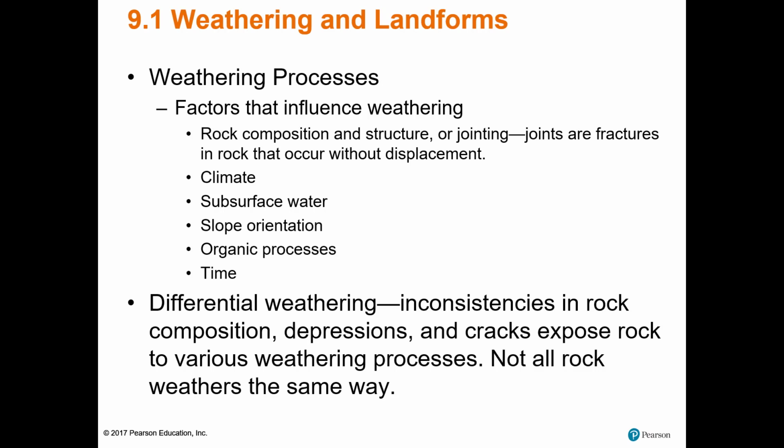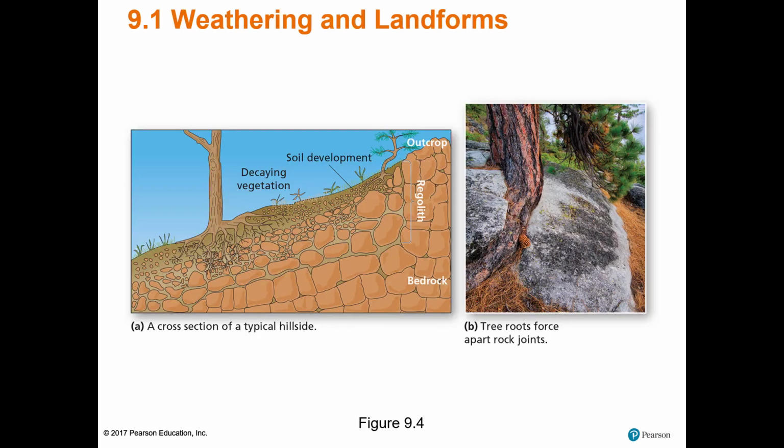Organic processes, this has to do with growing plants, and also animals can affect weathering. And then time. Over time, weathering will continue to occur, and it is cumulative or additive. Differential weathering is where we have inconsistencies in rock composition, depressions, and cracks, and this exposes the rock to various weathering processes. Not all rock weathers the same way.